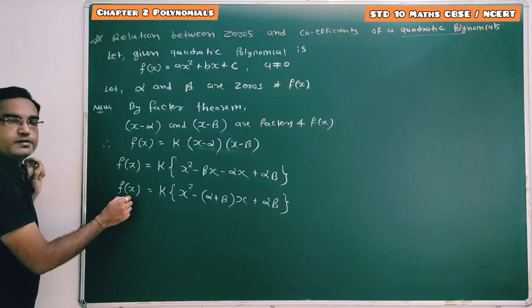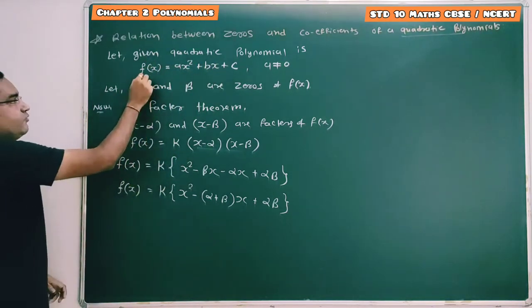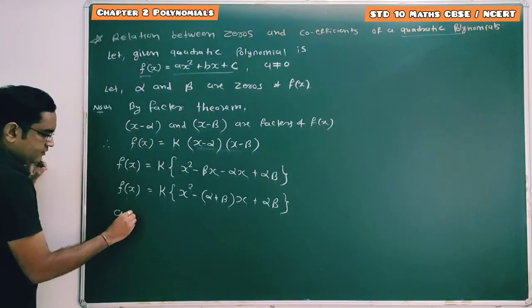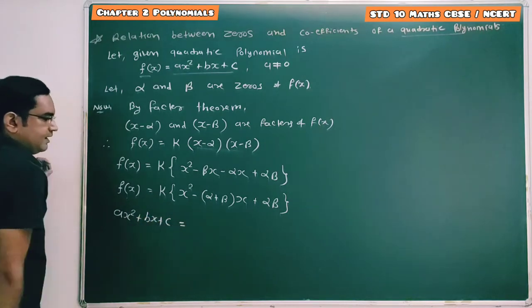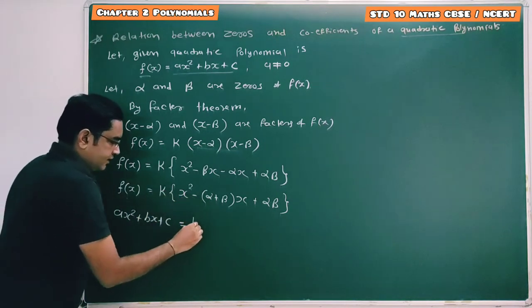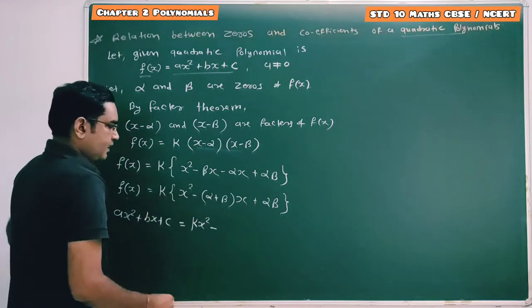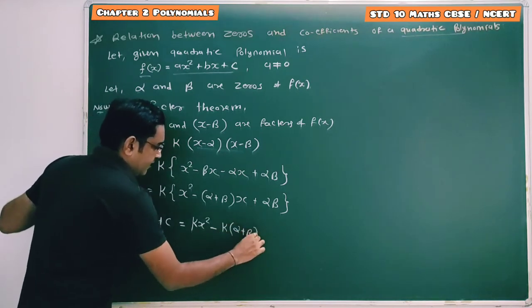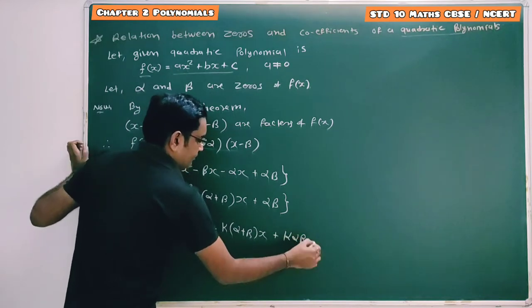Now perform expansion again, multiply this k with all three terms, and also we are replacing the value of this f of x. What is f of x? f of x is the given quadratic polynomial, and that f of x equals this one. So f of x is ax square plus bx plus c, that is equal to kx square minus k into alpha plus beta x plus k alpha beta.